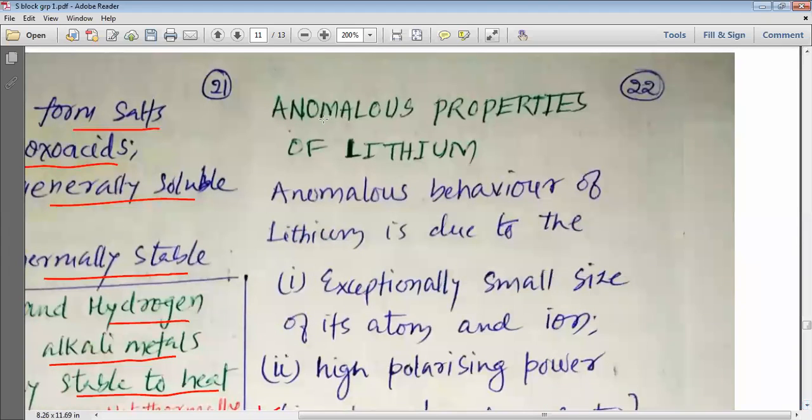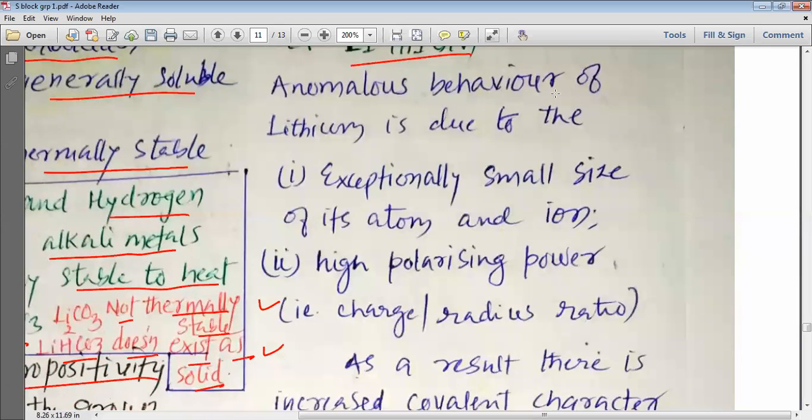Now, my dear students, we want to study the anomalous properties of lithium. So let us understand the various anomalous properties of lithium. The anomalous behavior of lithium is due, number one, to the exceptionally small size of its atom and ion. So the size of lithium is very small, and not only the atomic size but the ionic size is also very small.